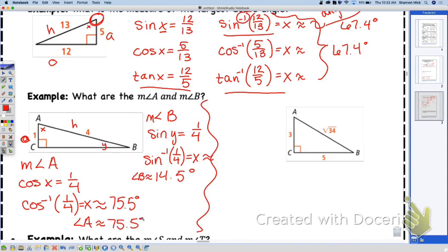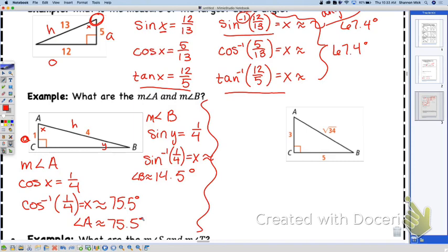Now, guys, I should check. Do those add up to 90? Yes. What happens if they added to 90.1? Then I need to change my decimal, right? I need to round correctly. I probably didn't round correctly. They need to equal 90. What happens if they're 89.9? You didn't round correctly. You have to round correctly. They have to equal exactly 90, don't they?